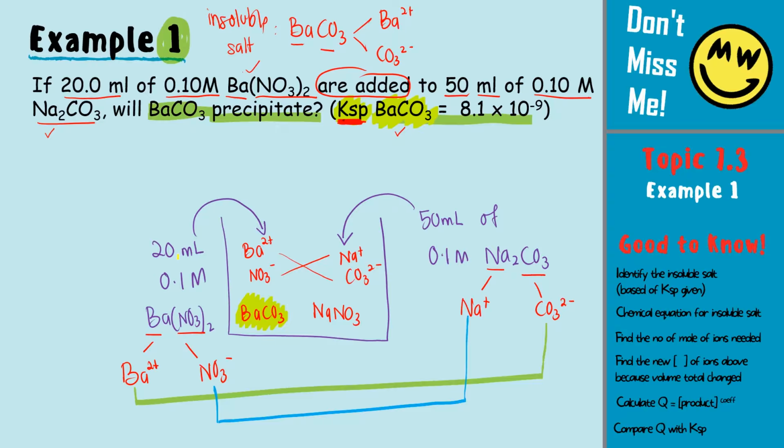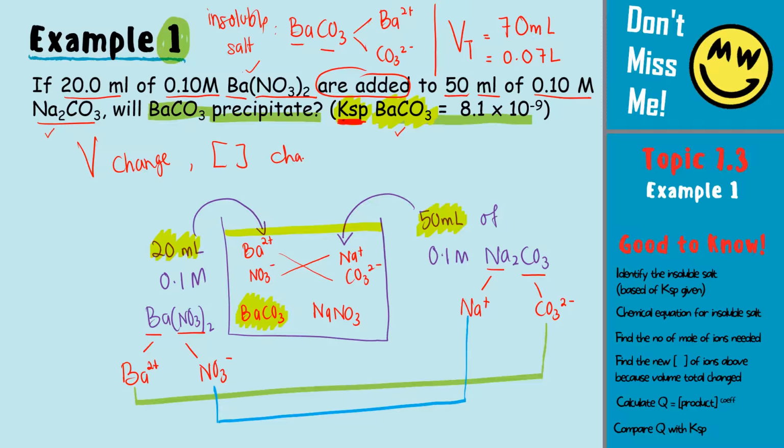Make sense? And at the same time, what would be the volume of this solution? The volume of this solution will be 20 milliliter plus 50 milliliter. Therefore, the total volume will be equal to 70 milliliter, which will then equal 0.07 liter. Alright? And I hope you will remember one thing. When the volume changes, your concentration will change, but the number of mole will remain the same.